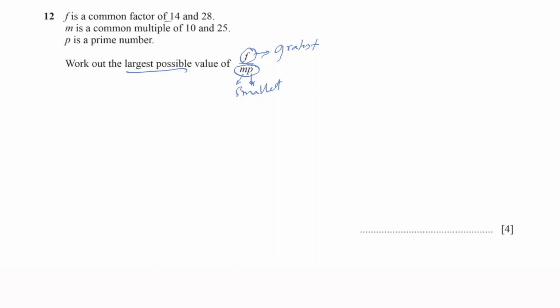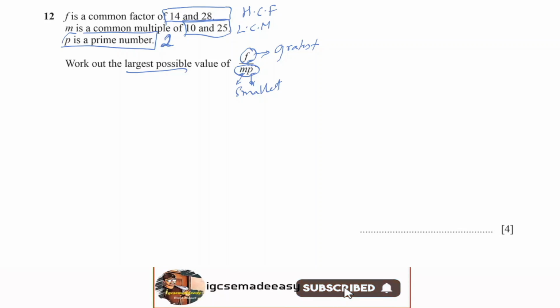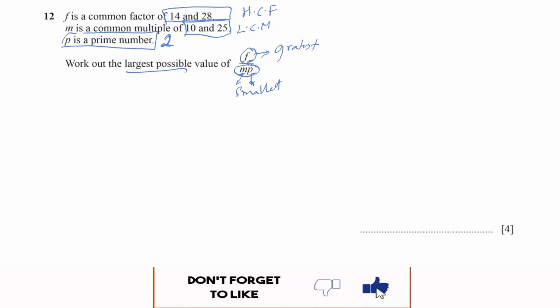So F is the common factor of 14 and 28. What we will find is the HCF, the highest common factor of 14 and 28, because F is in the numerator. M comes in the denominator. M is a common multiple of 10 and 25, so we'll find the lowest common multiple of this so that we get the lowest value, right? And P is a prime number, also in the denominator, so we have to find the least prime number. The smallest prime number is 2. That is the smallest value I can take for the prime number.